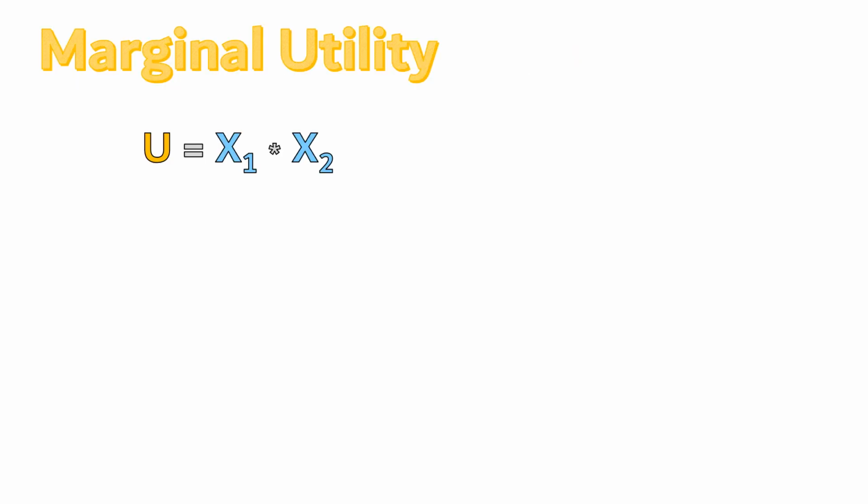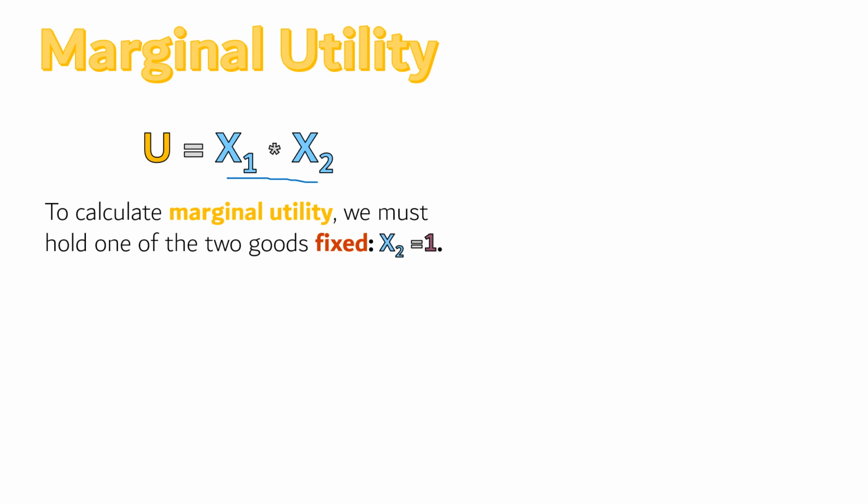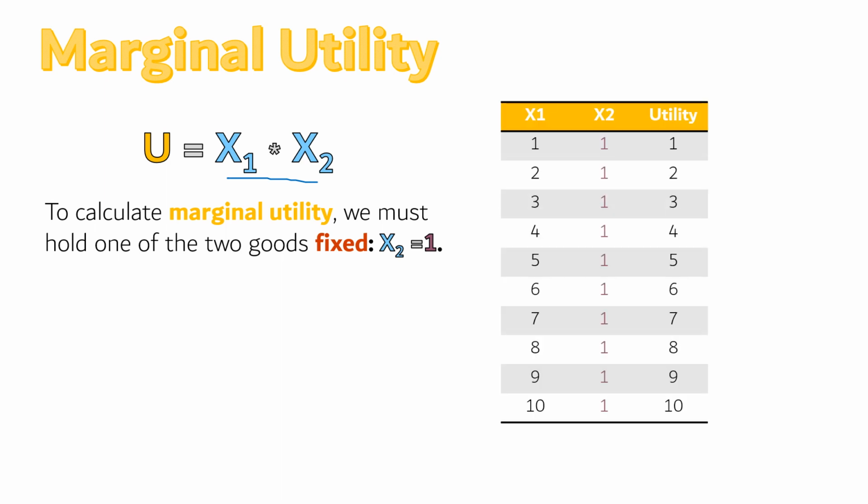We've already seen marginal utility in action with our utility functions. Let's say our utility is given by x1 times x2. To calculate marginal utility, we must hold one of the two goods fixed. So we will hold x2 at a value of 1. A table will help us see how utility changes when we increase our consumption of x1, holding x2 constant.